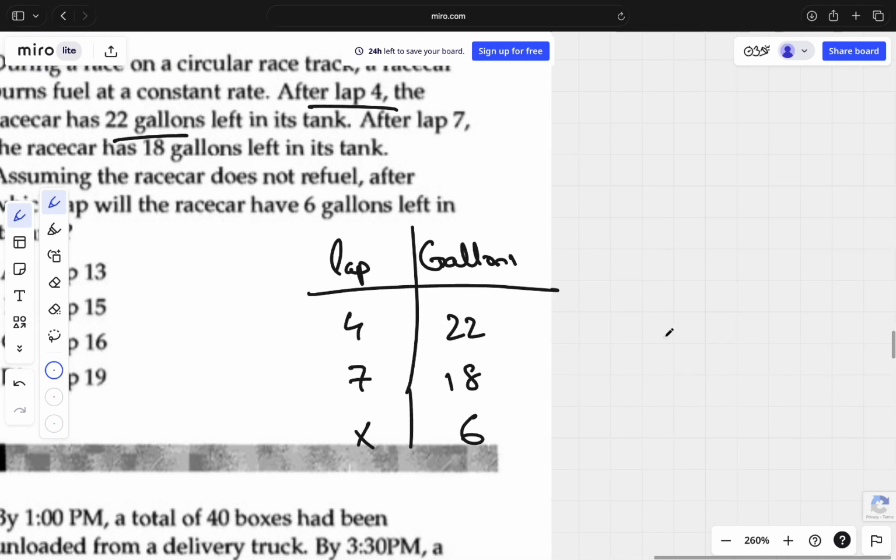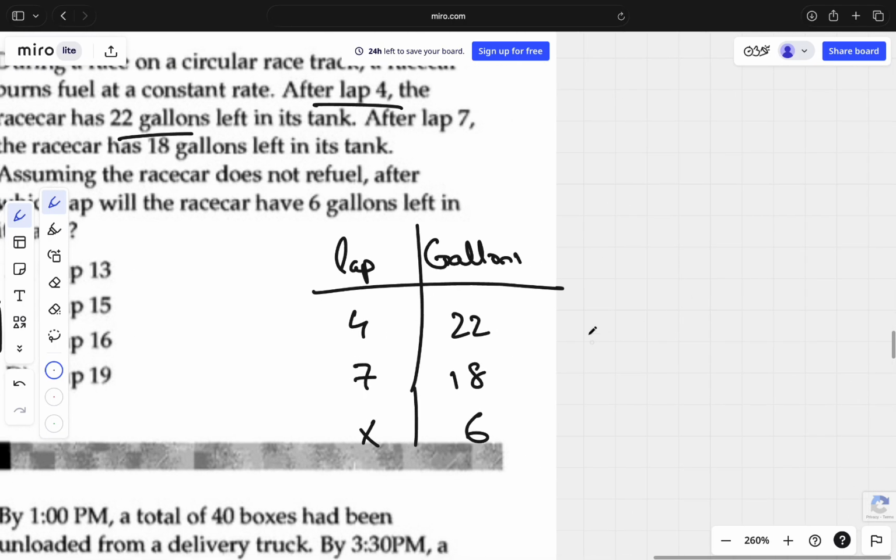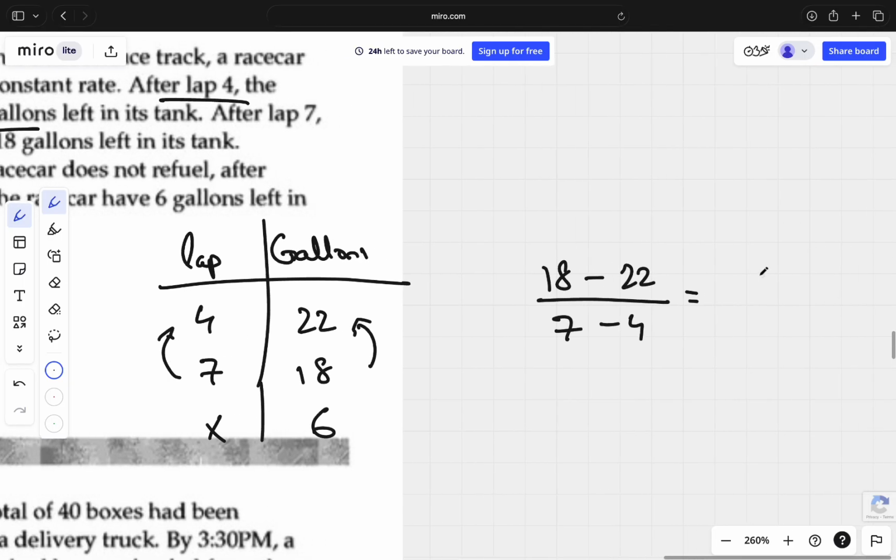So what we can do is we can find the rate. So the rate is this minus this divided by this minus this. So number of gallons per lap. So 18 minus 22 over 7 minus 4. So this is going to give you 4 over 3, negative 4 over 3.